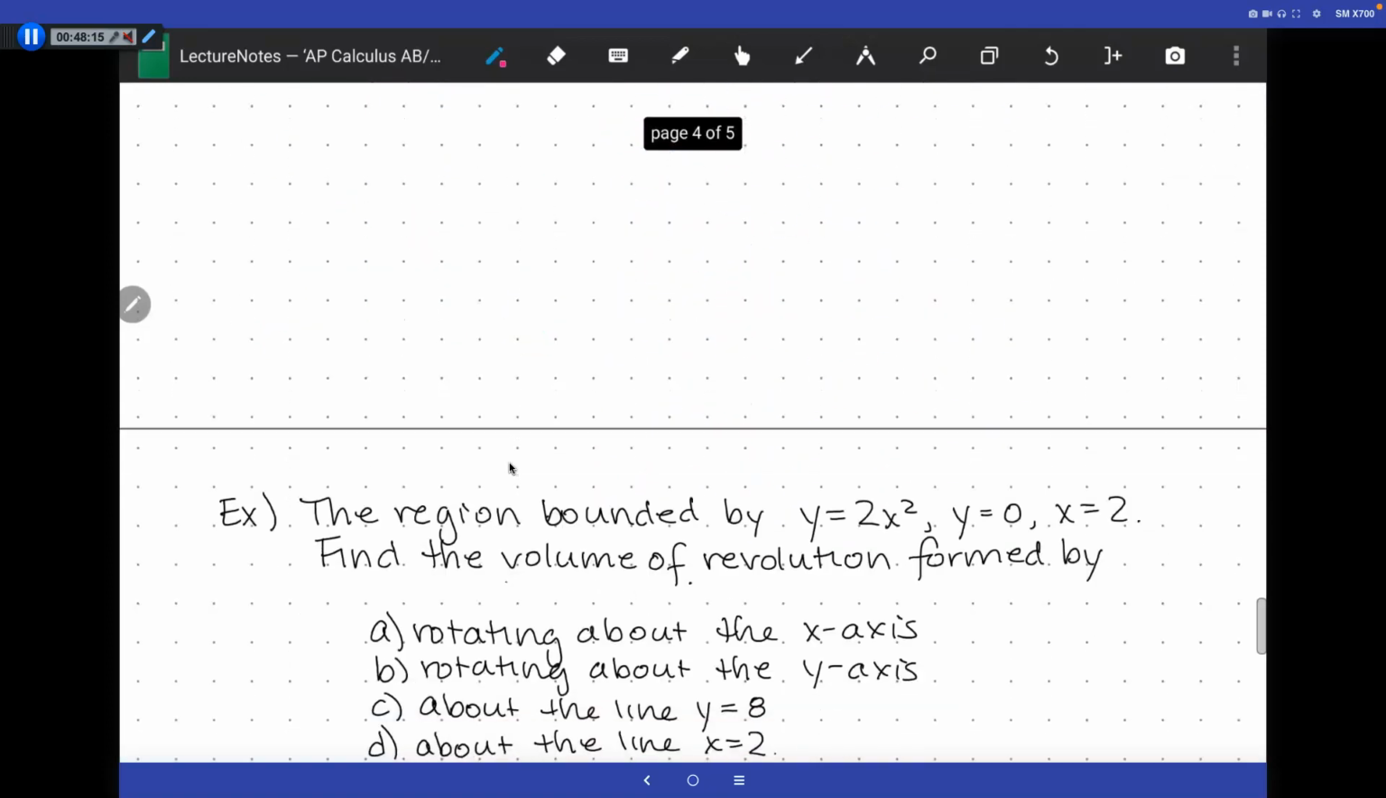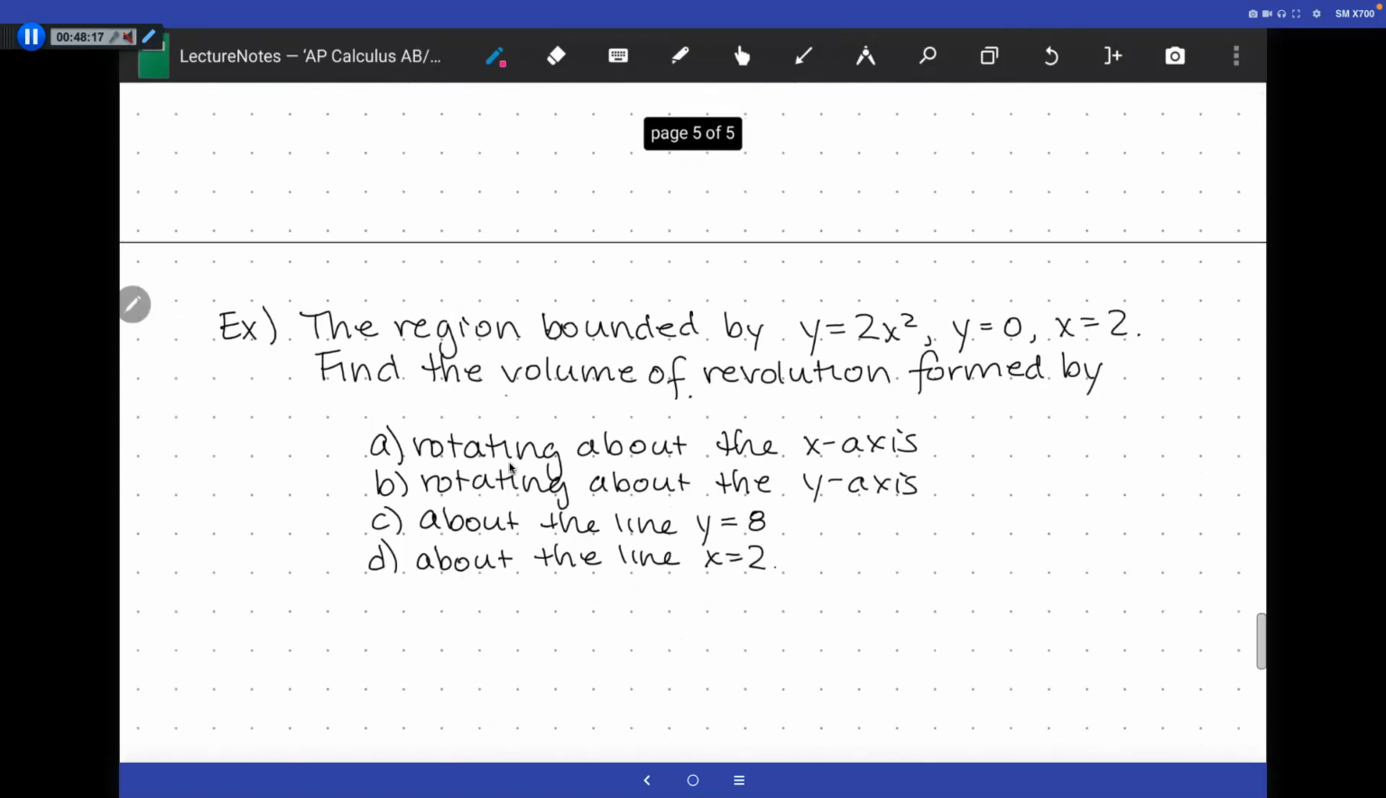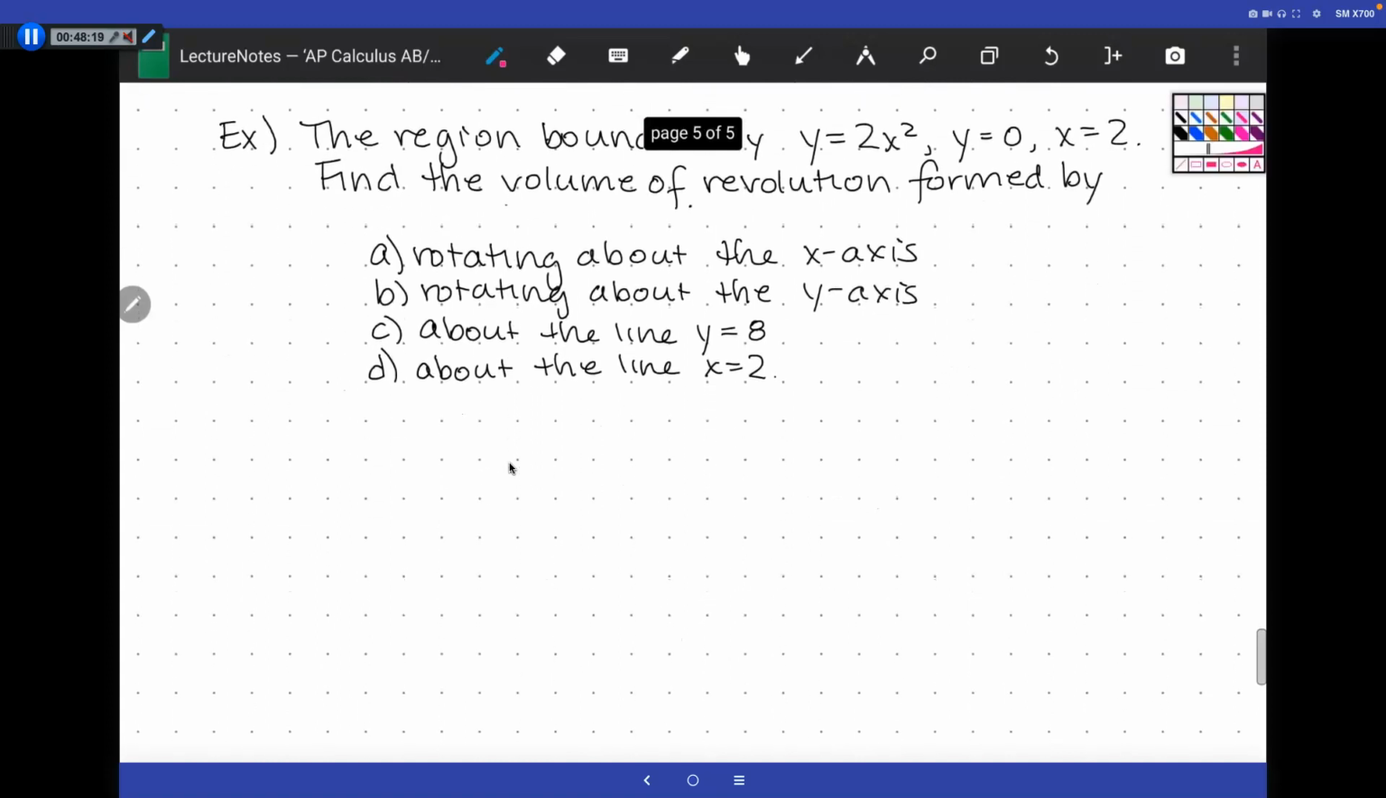I keep saying we have one more. Let me make sure I didn't lie to you. Oh, but I did lie to you. I forgot it's got 4 parts. I didn't lie to you on purpose. I actually forgot. Look, we're going to rotate this. Whatever this region is, we're going to rotate it about the x-axis and then the y-axis and then the line y equals 8 and then the line x equals 2. Oh my God, this is going to be so much fun. Let's do it.